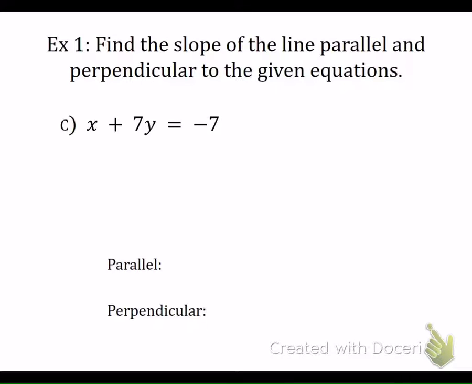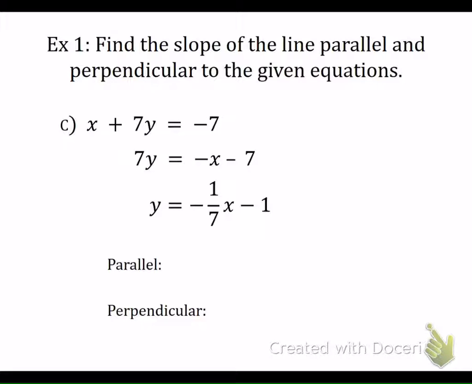Part C. How am I going to start this one? Subtract the x first. Good. You've got to get the y by itself. So subtract the x. You get 7y equals negative x minus 7. Then divide everything by 7. You end up with y equals negative 1/7 x minus 1.